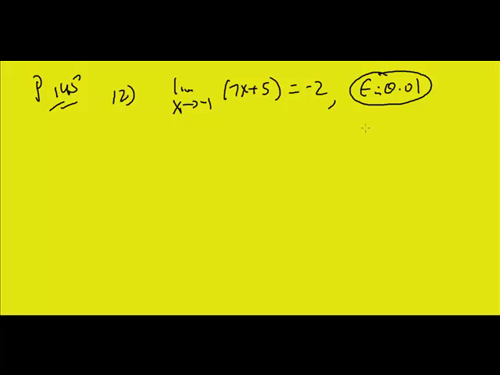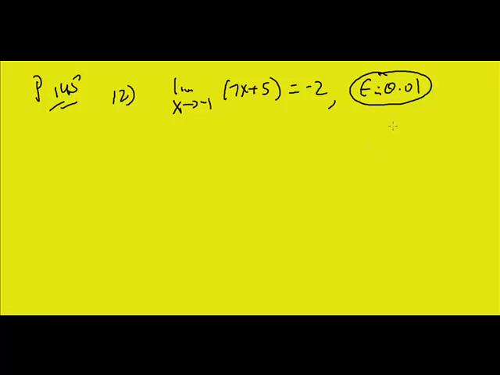Okay, in problem number 12, they say the limit as x goes to -1 of 7x plus 5 is equal to -2. And then they tell you what epsilon is. They want epsilon to be 0.01. What they want you to do is use the limit definition to find the corresponding delta for this particular epsilon.